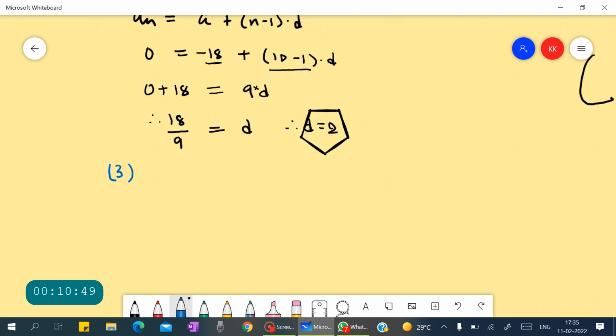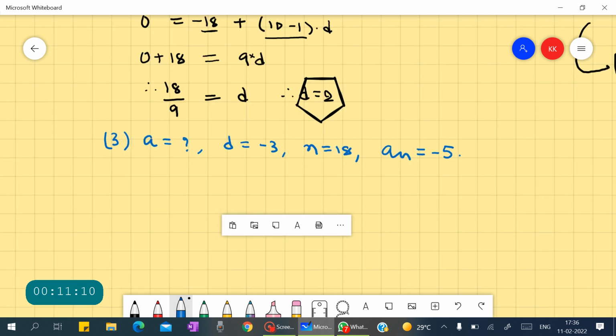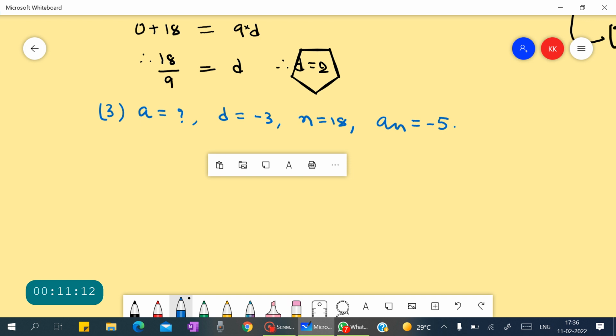Now moving to the next question. Here, a is to be obtained. d is minus 3, n is 18, and an is minus 5. I hope you all can understand. Now here we have to find a.